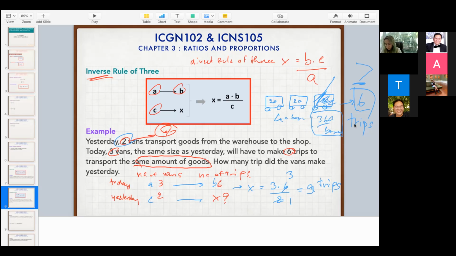So then you just answer that there are 9 trips. The vans made yesterday. Okay, and then you answer this one. Okay, so there are 9 trips altogether.